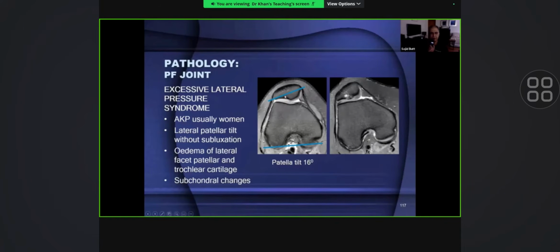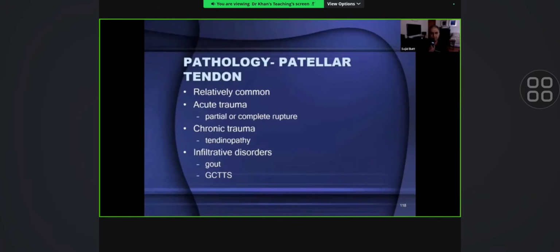Excessive lateral pressure syndrome. This was the other finding which I was looking for earlier. When the patella is more laterally tilted, it will have more chances of getting chondromalacia. And that's another example of abnormal lateral tilt of the patella, which tends to result in chondromalacia.